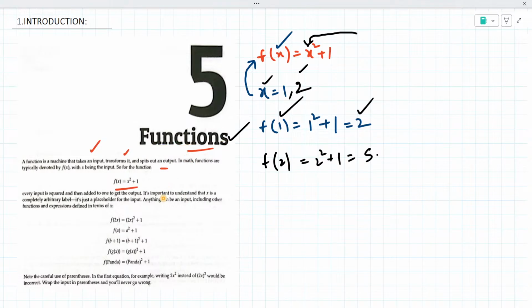And you can see a few things here. f of 2x: he just inputted 2x in the place of x and got some output. So for whatever you input, just input that in the place of x, and you will get an output.